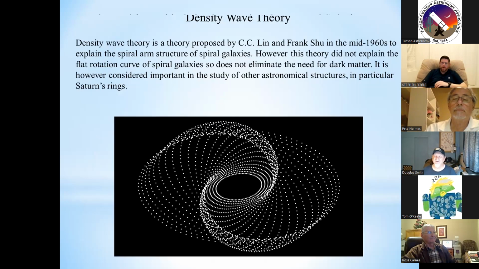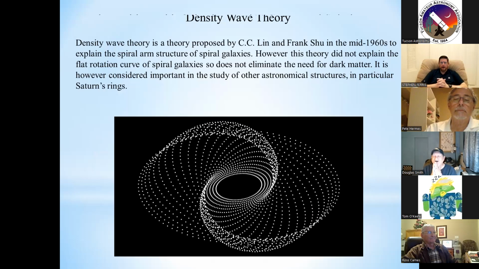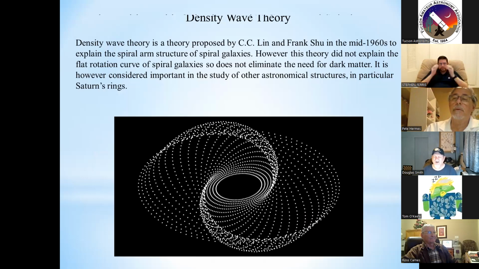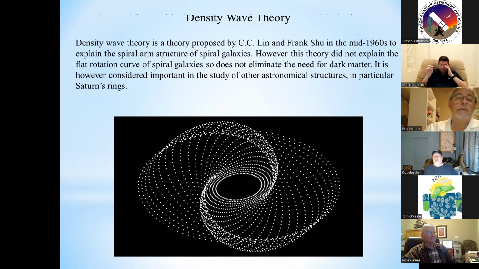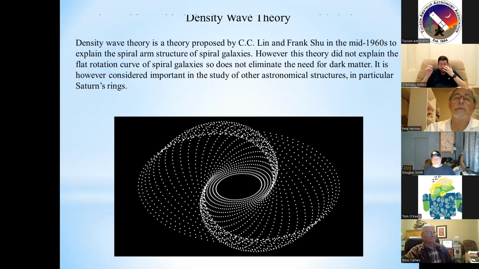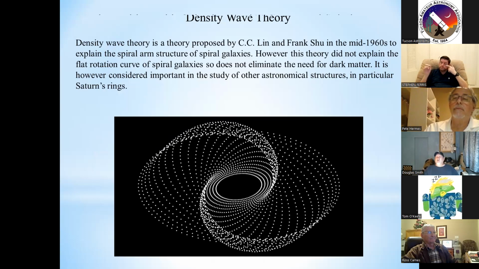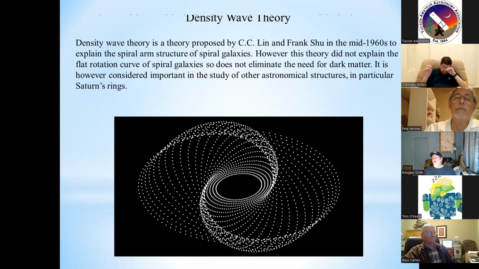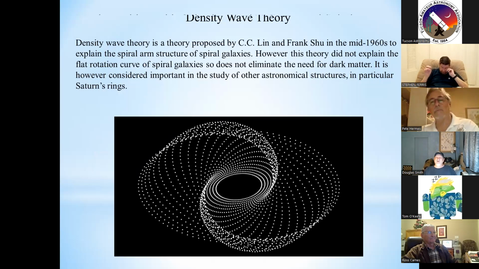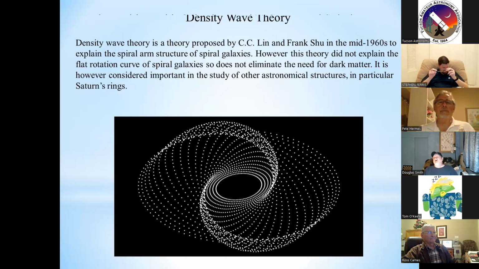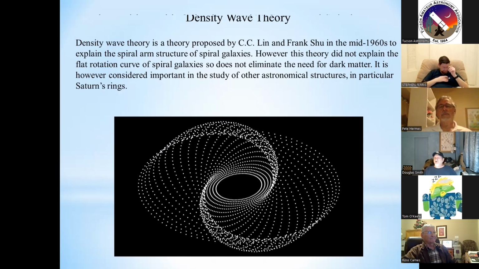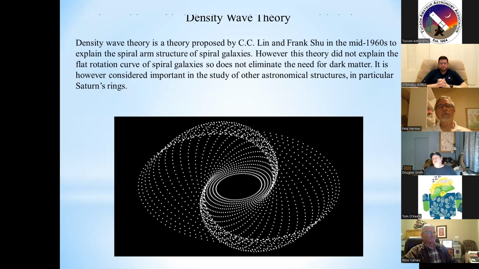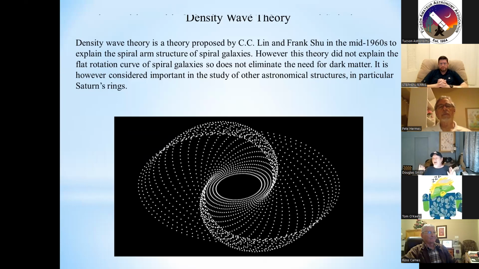An example of one of the theories that was used to try to explain away dark matter and to explain some of the issues with spiral galaxies was something called density wave theory. I remember seeing the articles about this in Scientific American and some other journals in the 60s and 70s, where they said, well, you don't need dark matter to have stable spiral structures in galaxies. You could have what they call density waves.